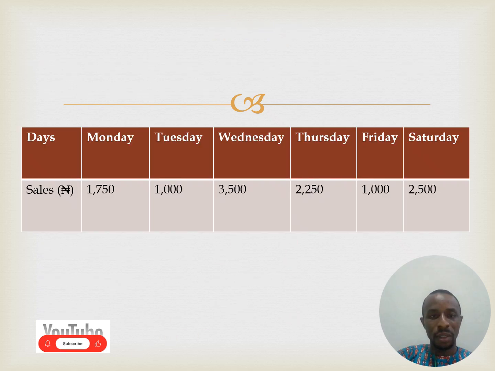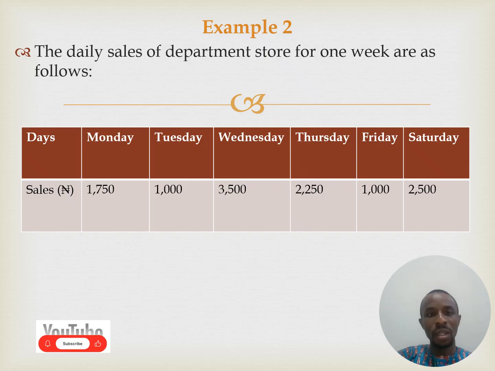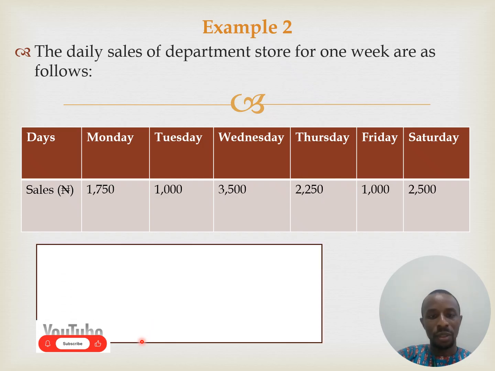Let's look at this. We have a table that shows the daily sales of a department store for 1 week, from Monday to Saturday, and we can see the sales in Naira. Now you have to determine the range. You have 30 seconds, just look at the table, bring out the maximum sales and the minimum sales, look for the difference, you get your range.